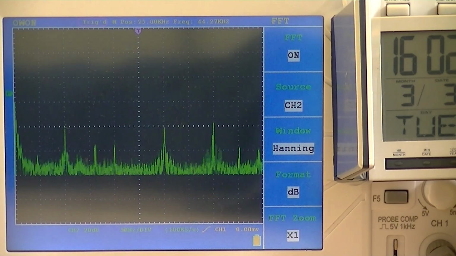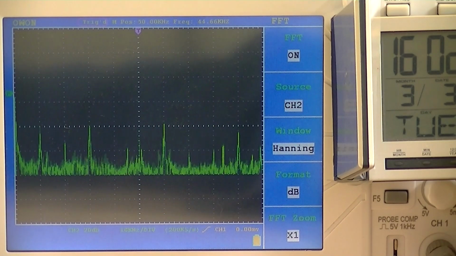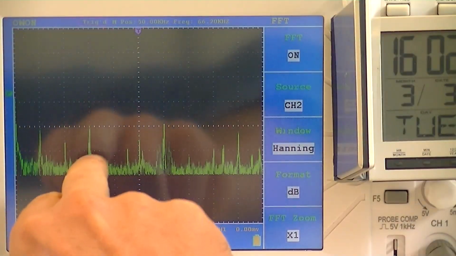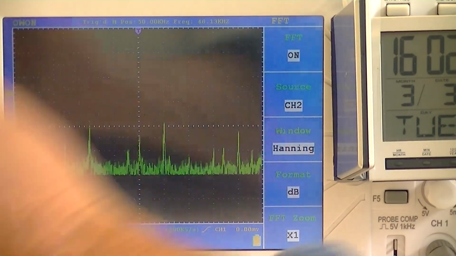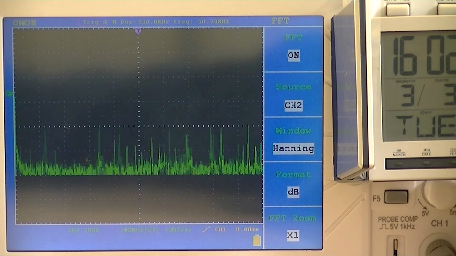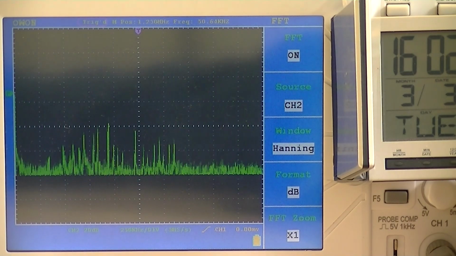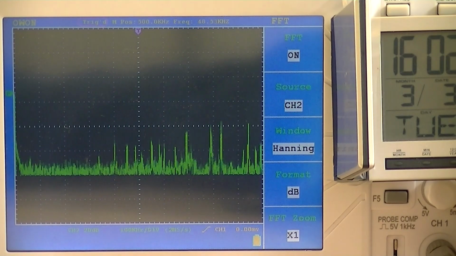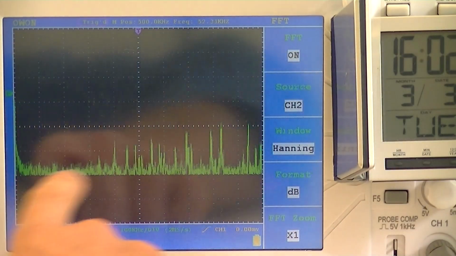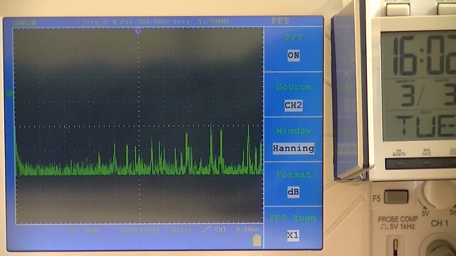So let's go out to 10 kilohertz per division. And we can see we've got the 10 kilohertz harmonics repeating. And we're going to go out to 100 kilohertz per division, and you see the AM radio band up here. So it's pretty clean down here.